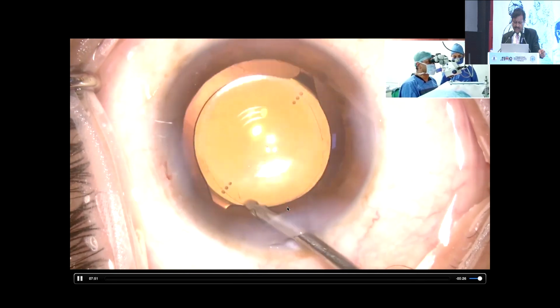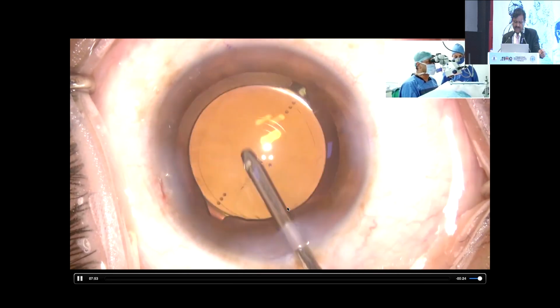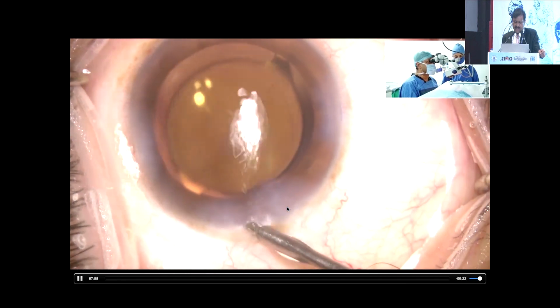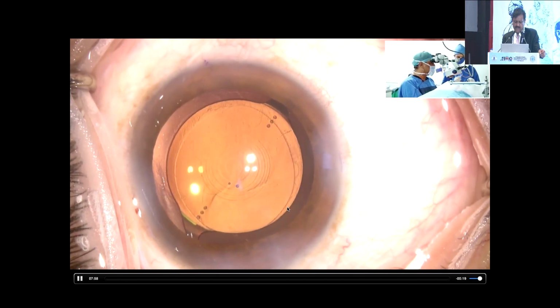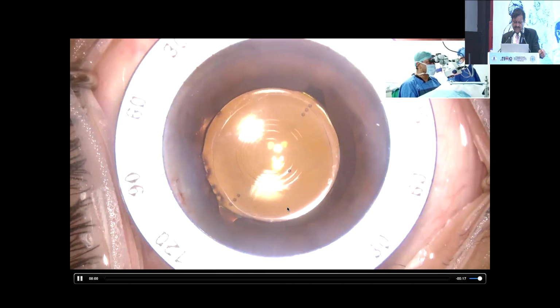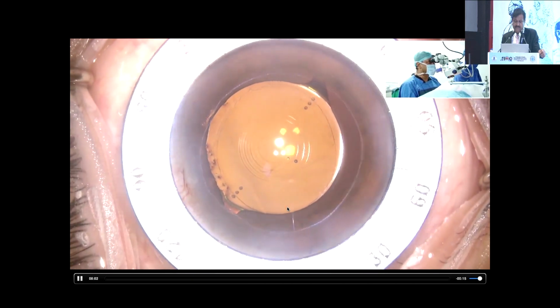A few patients that we have done, I think the patients have been really very happy at all the 3 points. So the lens is in place, and thank you very much.